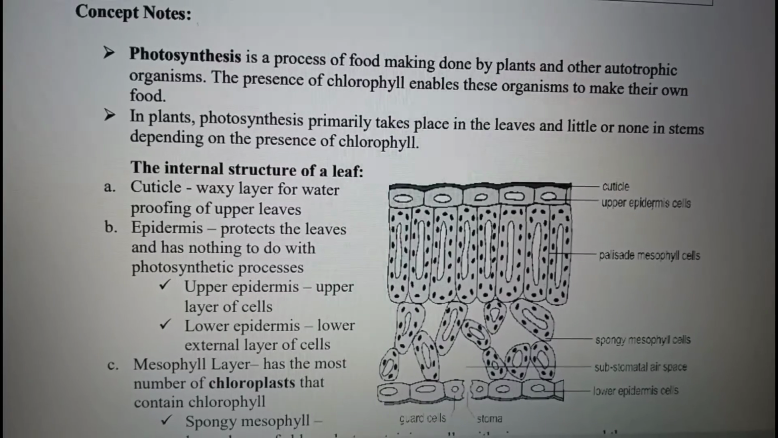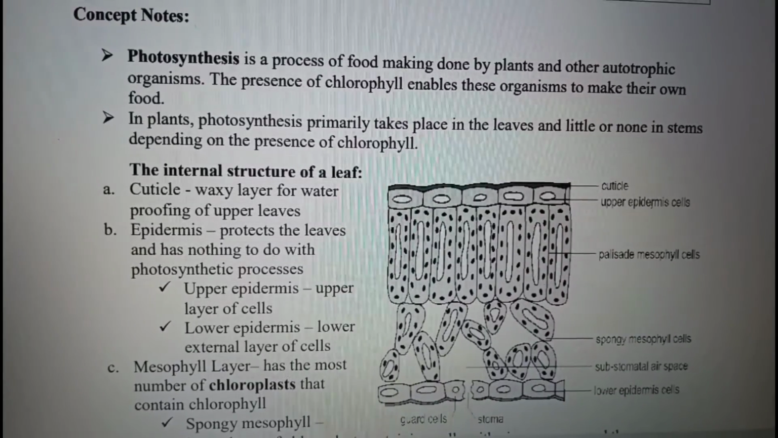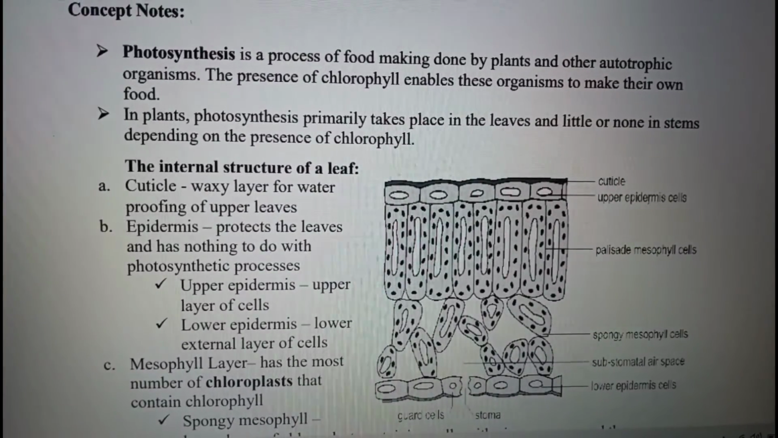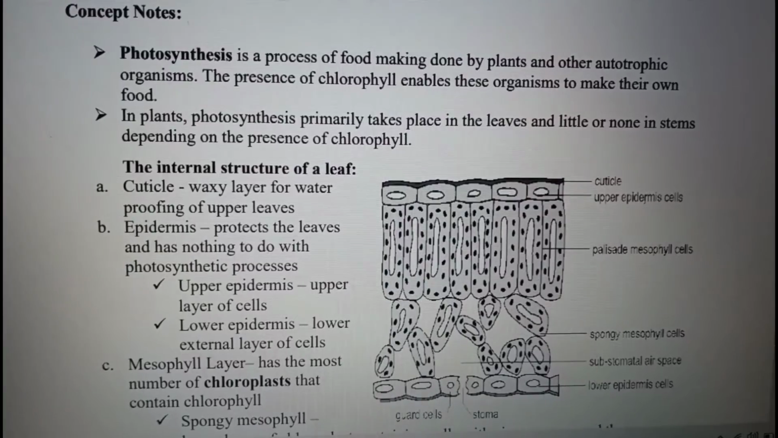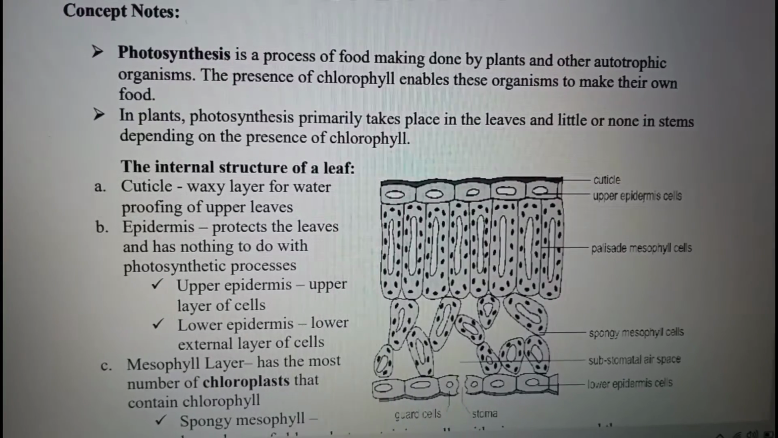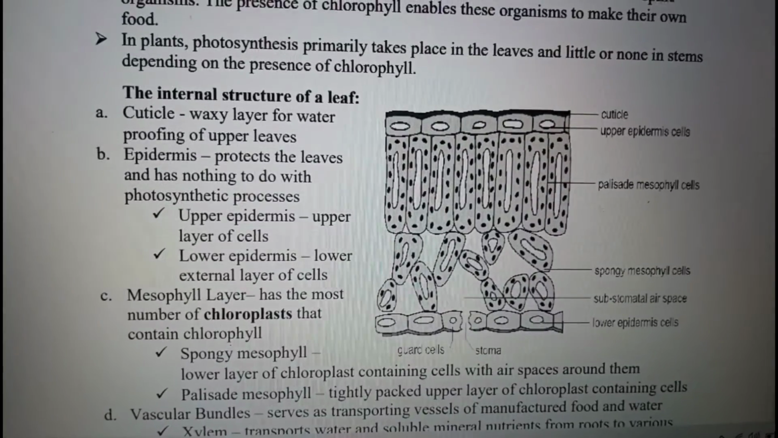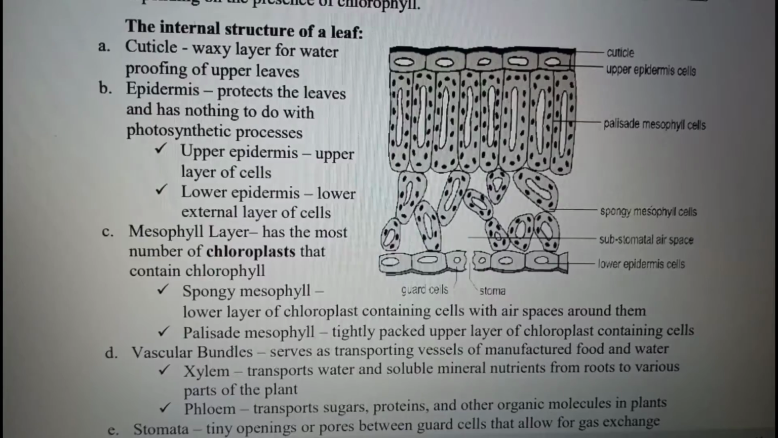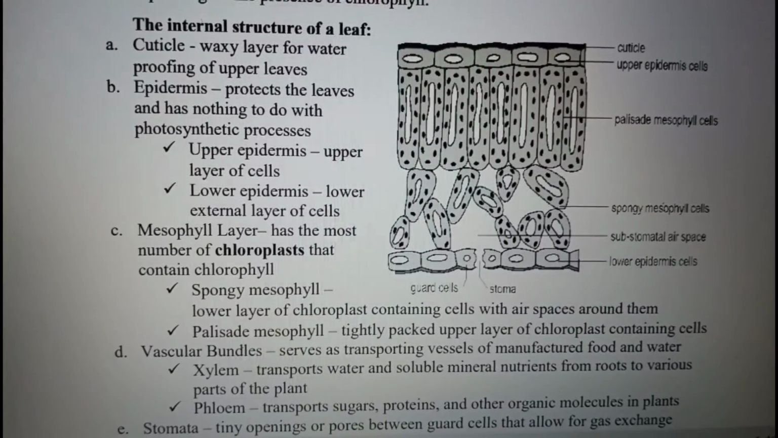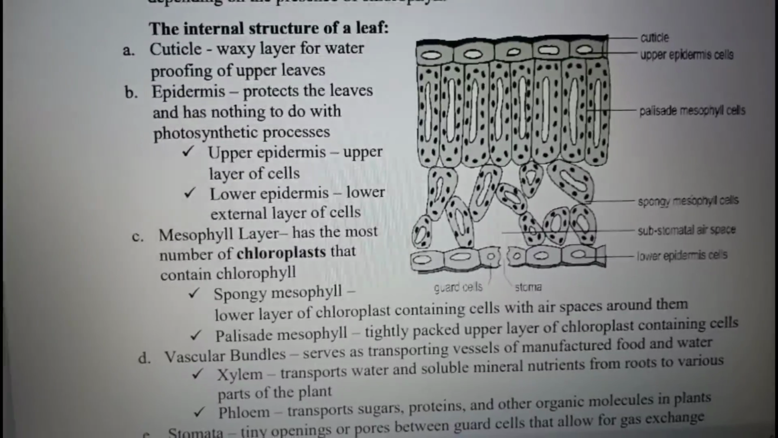So why is it that the plants are able to make their own food? That is because of the presence of chlorophyll, which is the green pigment. In plants, photosynthesis primarily takes place in the leaves and little or none in stems, depending on the presence of chlorophyll. So the chlorophyll is present usually in the leaves, okay, or sa dahon. Naay uban on the stems, pero rarely ra, dili jud kasagaran, it happens in the leaves of the plant. So we have the internal structure of the leaf.